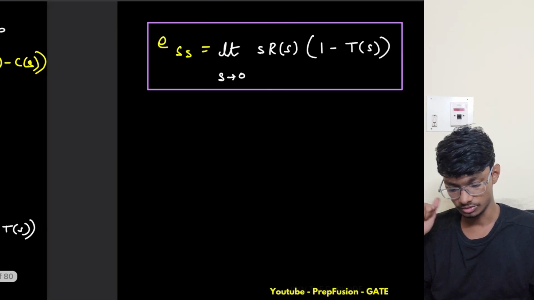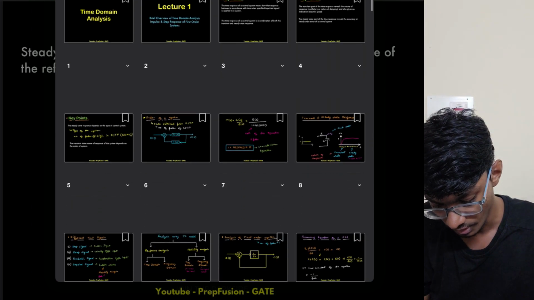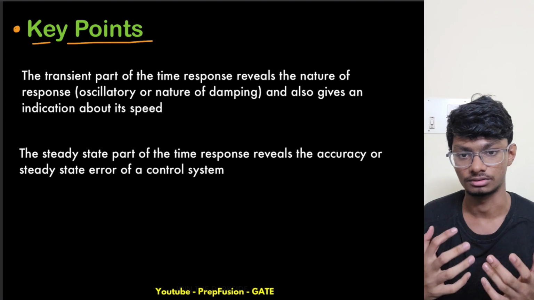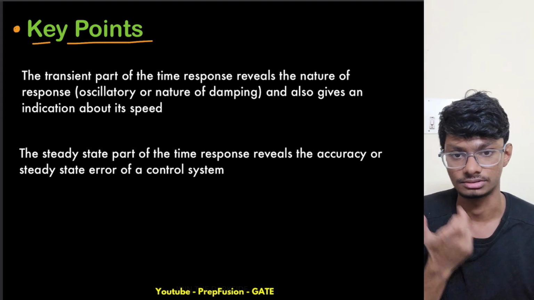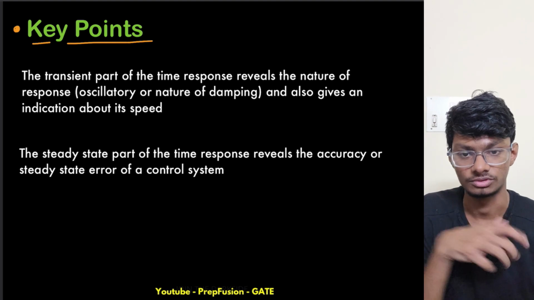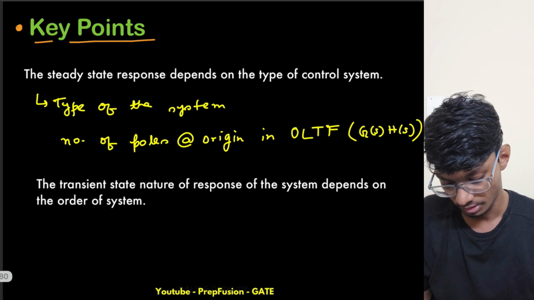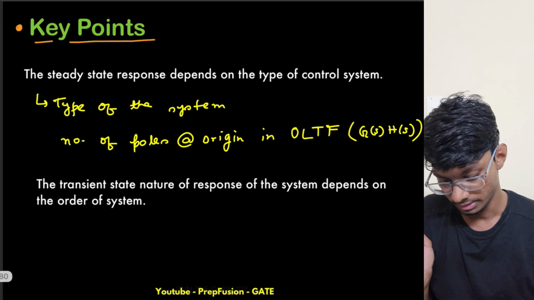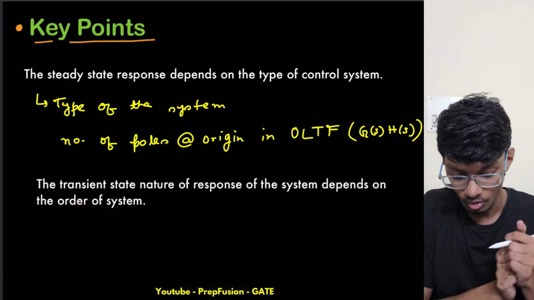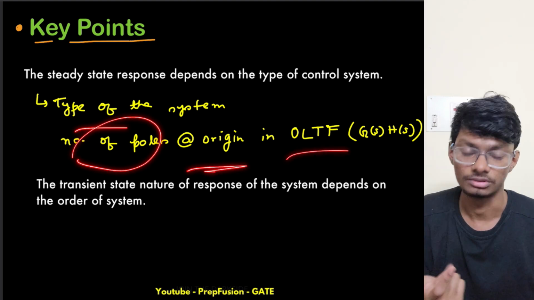We did the step response. So let me give you a quick recap of what we did. In the beginning, I told you a few key points: why we are studying this chapter, why time response is so important, and what is inside time response. Time response is basically a combination of transient and steady state. The steady state response depends on the type of the system, and the transient response depends on the order of the system. Type means the number of poles at origin in the OLTF.